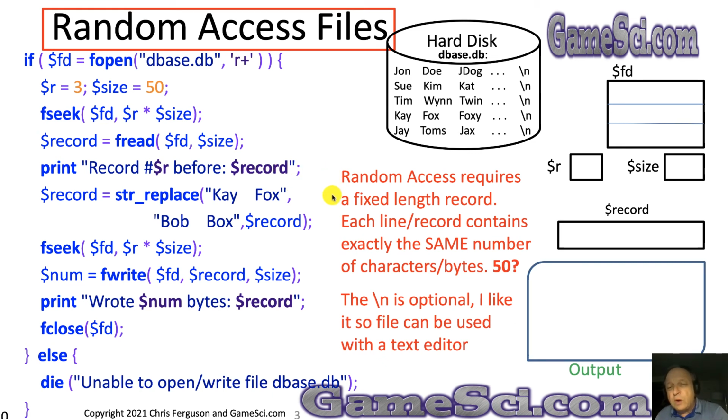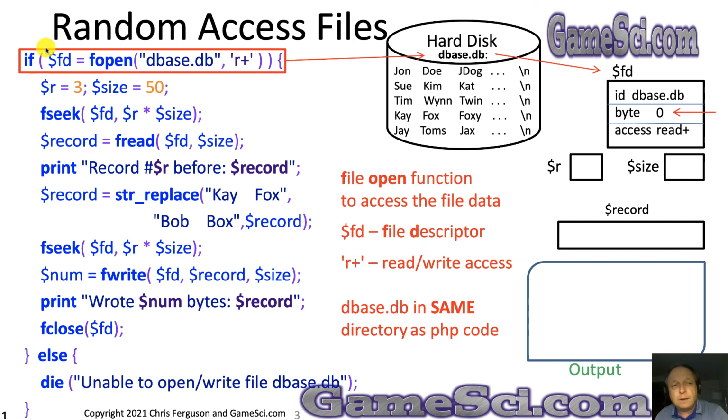Random access requires a fixed length record. What does that mean? It means each line or record contains exactly the same number of characters or bytes. We're going to use 50 in this example. So one line of data contains exactly 50 bytes or characters. Then the next record contains exactly 50 bytes or characters, and so on down the line. Each line of this file contains 50 characters or 50 bytes. This is extremely important for random access.